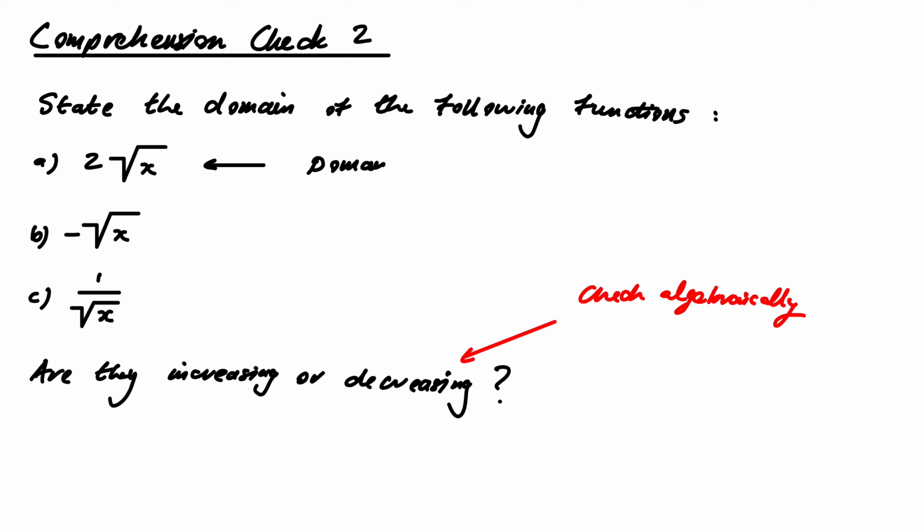well, we can only take square roots of non-negative numbers, so 0 inclusive onwards. Multiplying by 2 doesn't affect anything, so the domain is exactly the same as the ordinary square root. This guy, well, the domain is exactly the same.